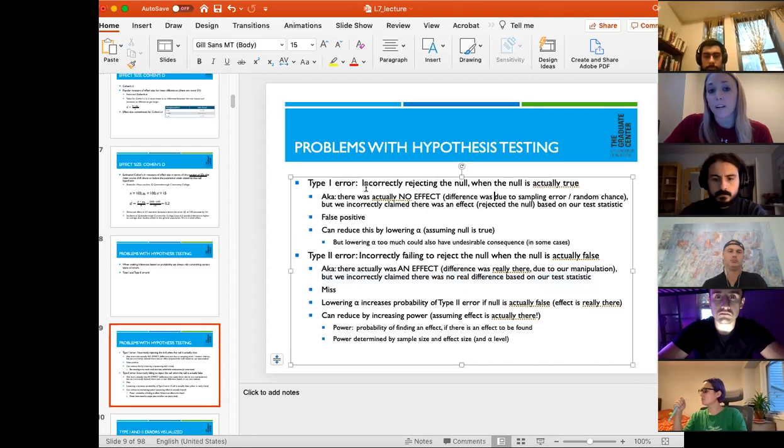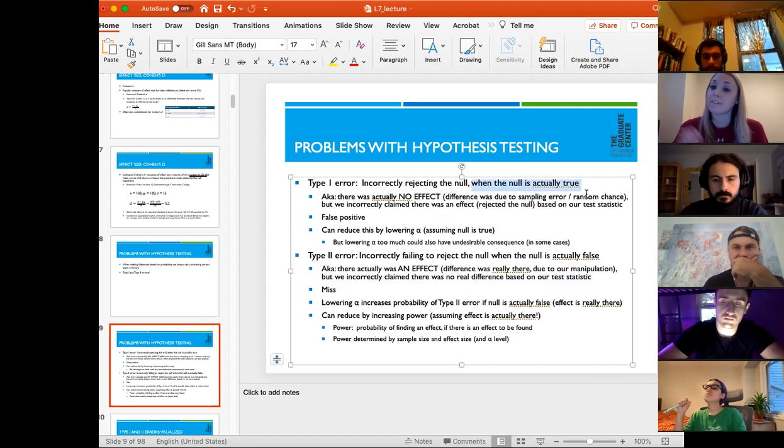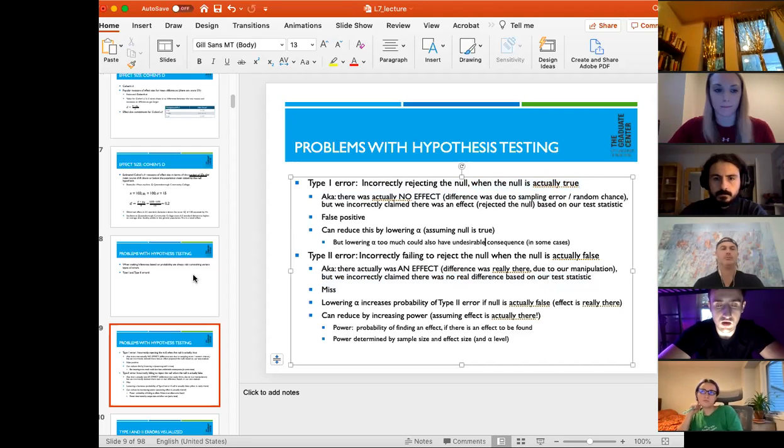And then you don't have to worry about type 1 error, because type 1 error is only an issue when the null is true. But if there actually is an effect, the null isn't true, right? Because the null is that there is no effect. The problem is that we rarely get to know this is the case. So type 1 error, it's a problem.